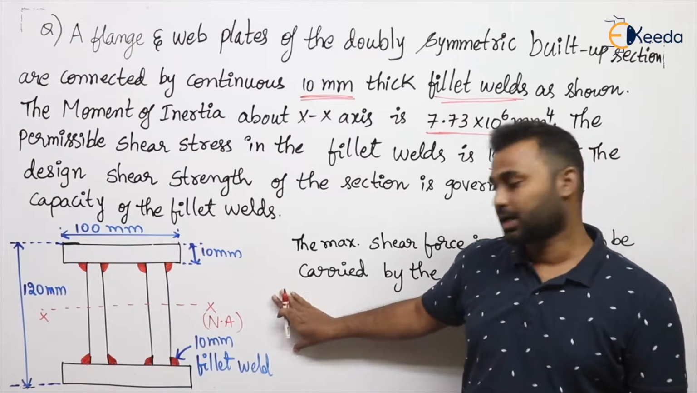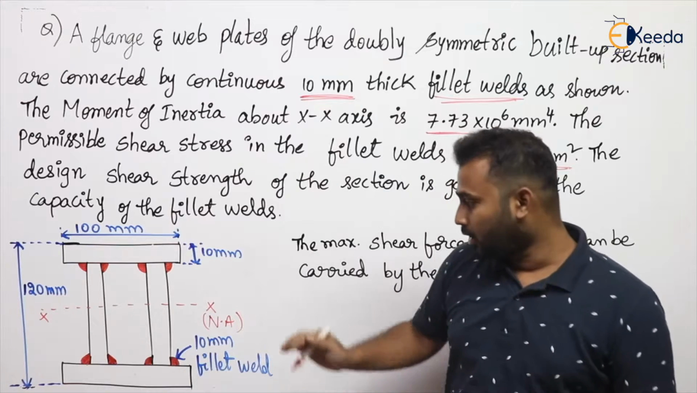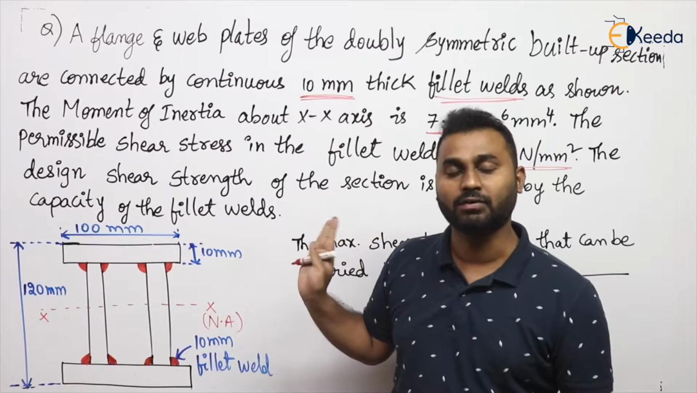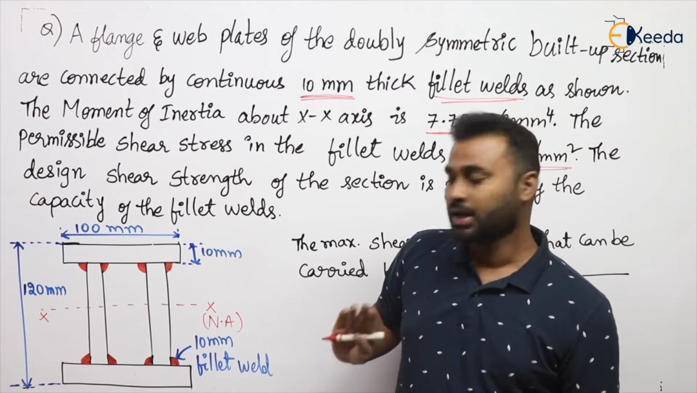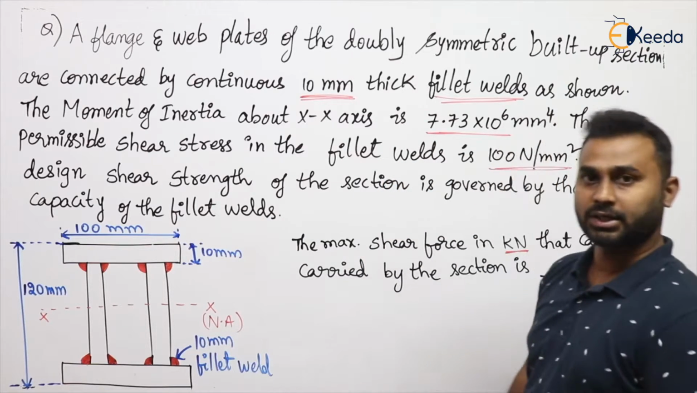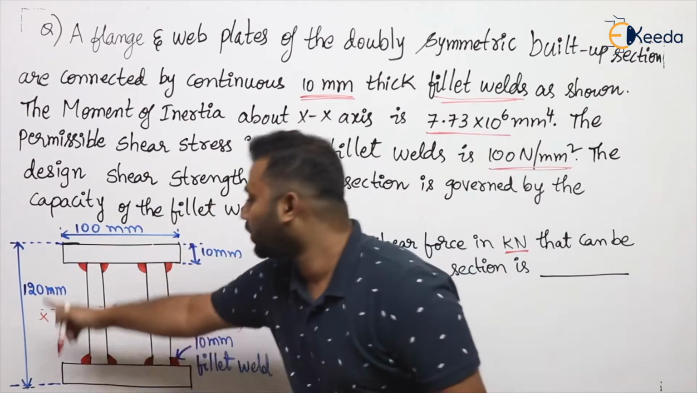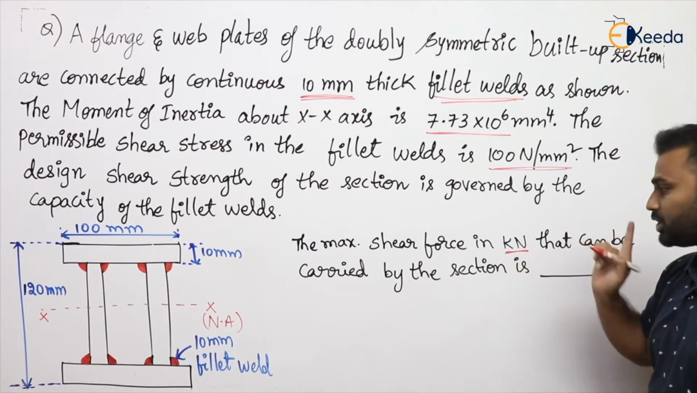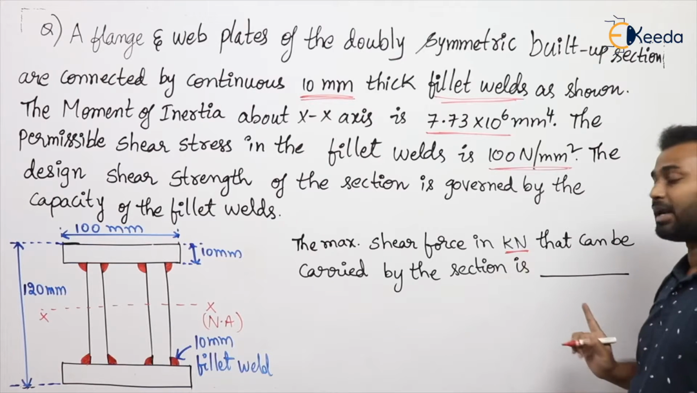Connection details are nothing but fillet welds on top and bottom. Total 4 welds are used at the top and 4 at the bottom, so total 8 welds, and the size of the fillet weld is 10 mm. That is what is mentioned. These are the connection details and this is the total cross section. Now we are asked to find the maximum shear force in kilonewton that can be carried by this section.